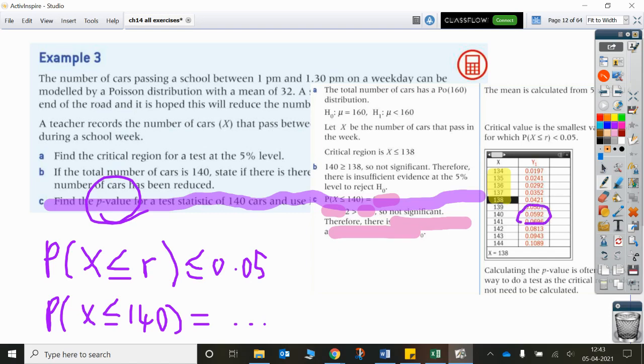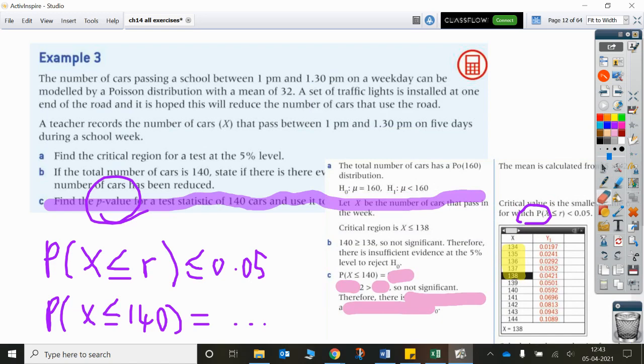And of course, actually, here's the value. So again, let's just see what they've said here. They said there 0.0592, and that is greater than 5%, hence it is not significant. So there's the two methods there. Either you can say, are we in the critical region? If we're not in the critical region, then we still accept H0. We do not have enough evidence to reject it.